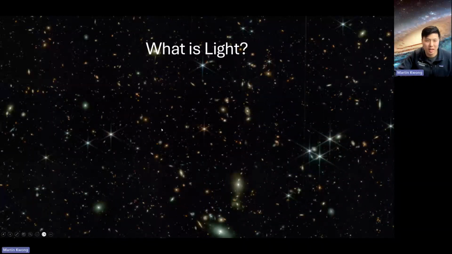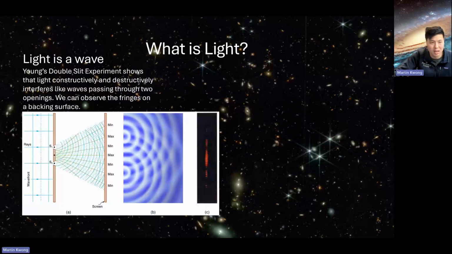So continued, what is light? Light is a wave, right? We first discovered that light is a wave through an experiment called a double slit experiment, where a beam of light was shone through two slits simultaneously. And then what came out was an interference pattern. This here illustrates what happens between those two slits and the backing of the wall.